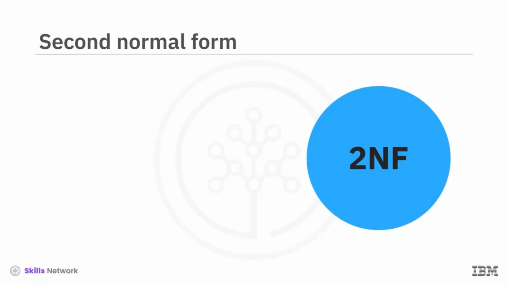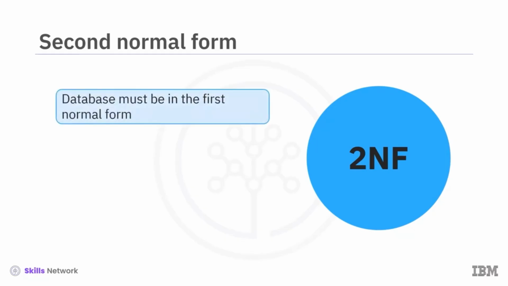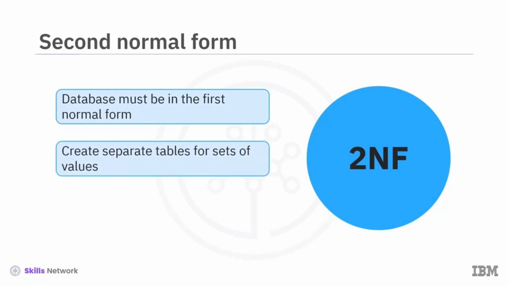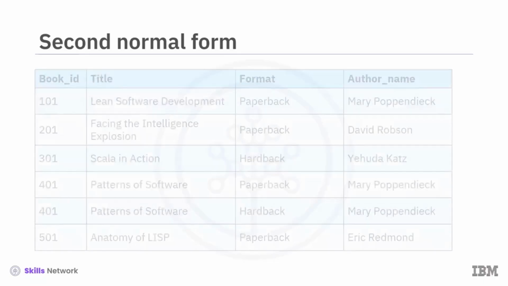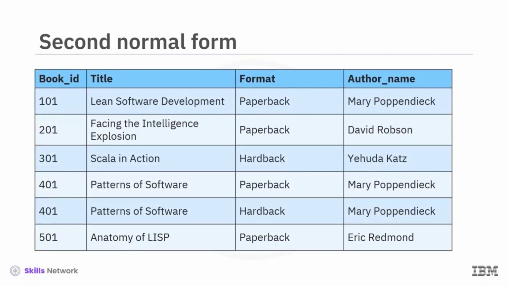To be in the second normal form, the database must already be in first normal form, which involves ensuring that every row in the table is unique and that each cell contains only a single value. Second normal form specifies that you should separate groups of values that apply to multiple rows by creating new tables. Second normal form is also referred to as 2NF. For clarity, this example shows just a subset of the data in the book table.